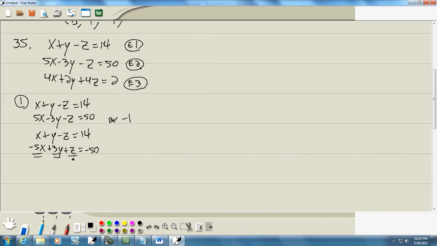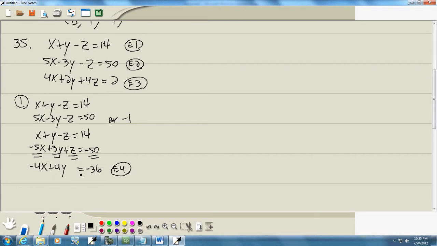We then want to add these together. X minus 5x gives us negative 4x. Y plus 3y gives us 4y. Negative z plus z cancels. Negative 14 minus 50 is negative 36. And this is our fourth equation.